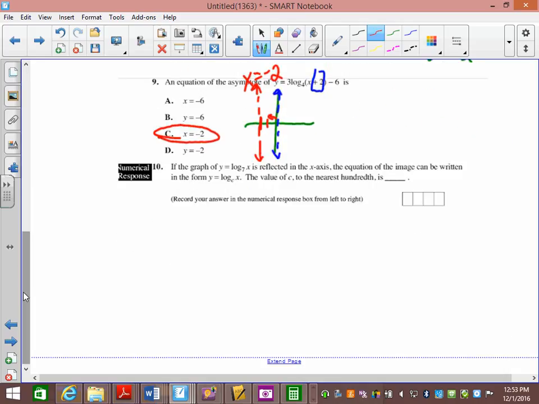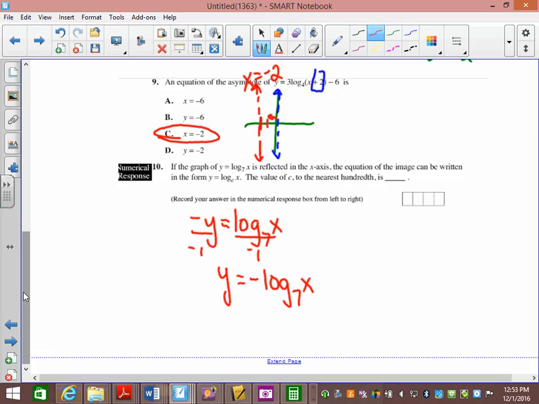Number 10 I wanted to go through with you because it's a little trick and I haven't really shown it to you. If the graph of y equals log base 7 of x is reflected in the x-axis, where does your negative go? With the y or with the x? With the y. So we would normally have negative y equals log 7x. And then I can divide the -1 over, and that's how I get y equals negative log 7x. And everyone is happy. They're like, yes, I have the answer. And then the question keeps going.